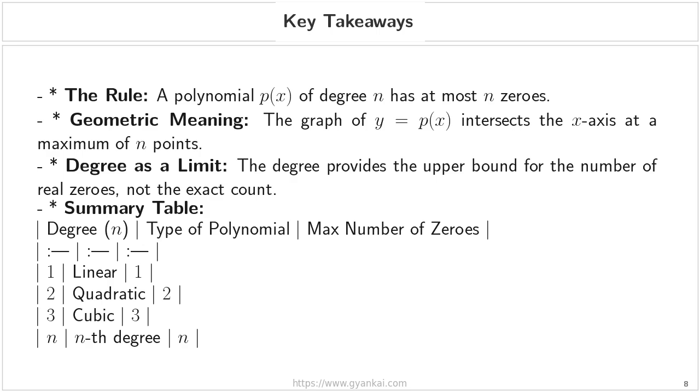To wrap everything up, let's look at this summary table which organizes everything we've learned. When the degree n is 1, we call this a linear polynomial, and it has a maximum of 1 zero. When the degree n is 2, it is a quadratic polynomial, which can have a maximum of 2 zeros. When the degree n is 3, we have a cubic polynomial, with a maximum of 3 zeros. And finally, for any general polynomial of degree n, the maximum number of zeros will always be n.